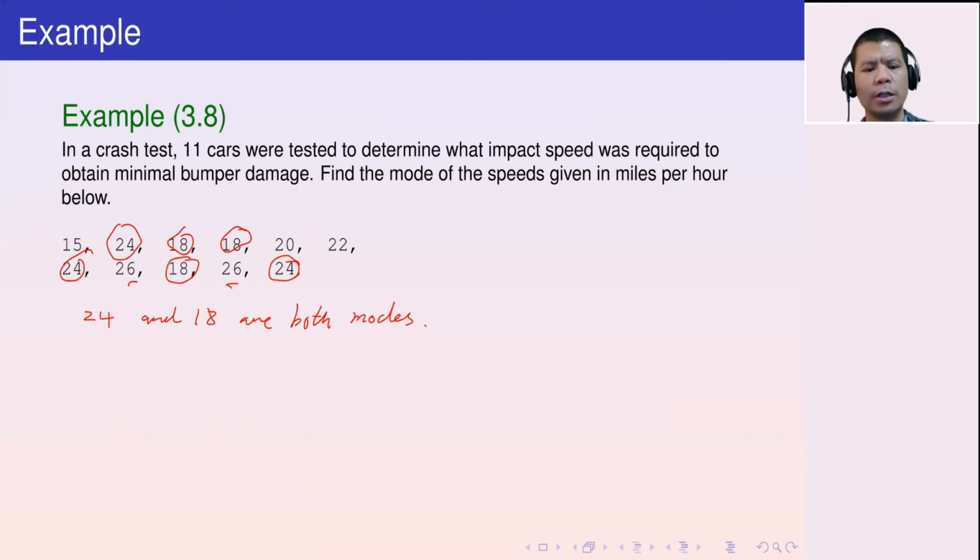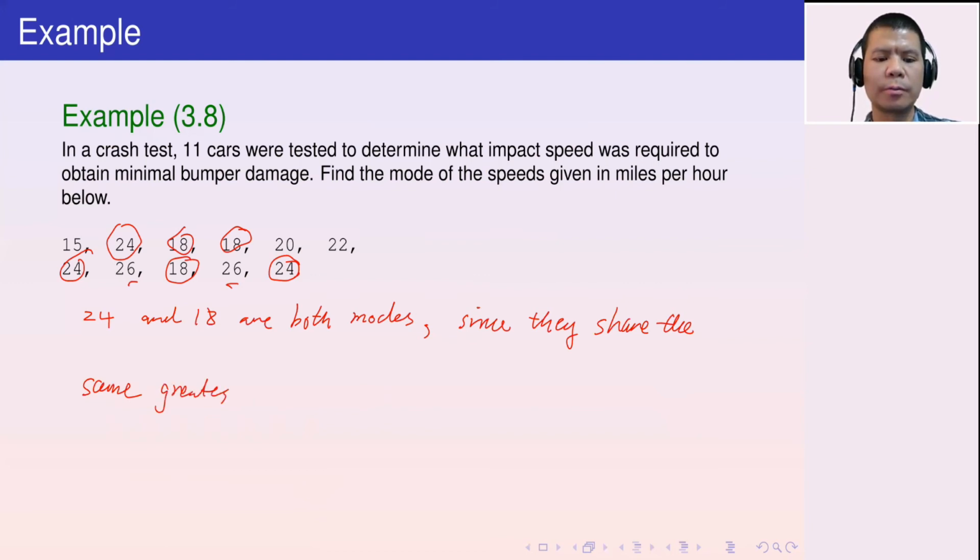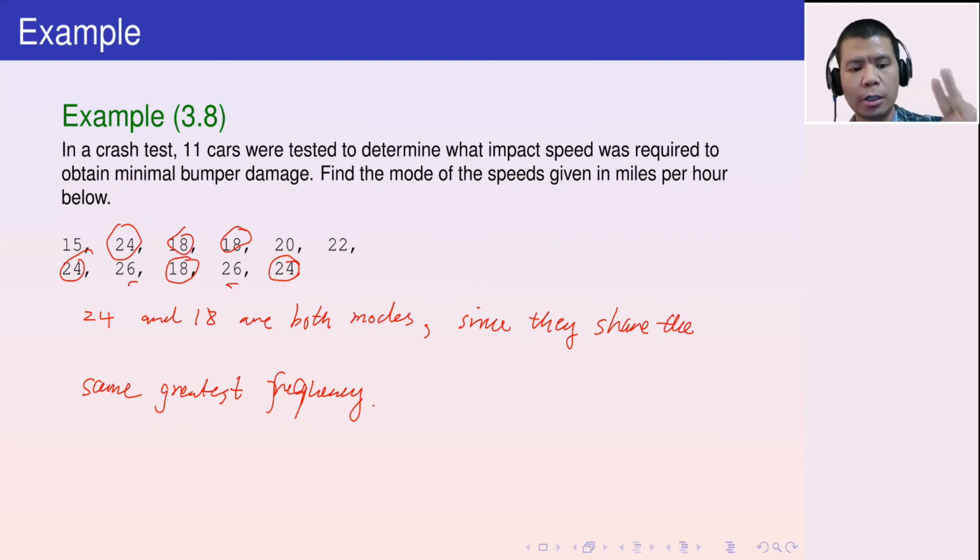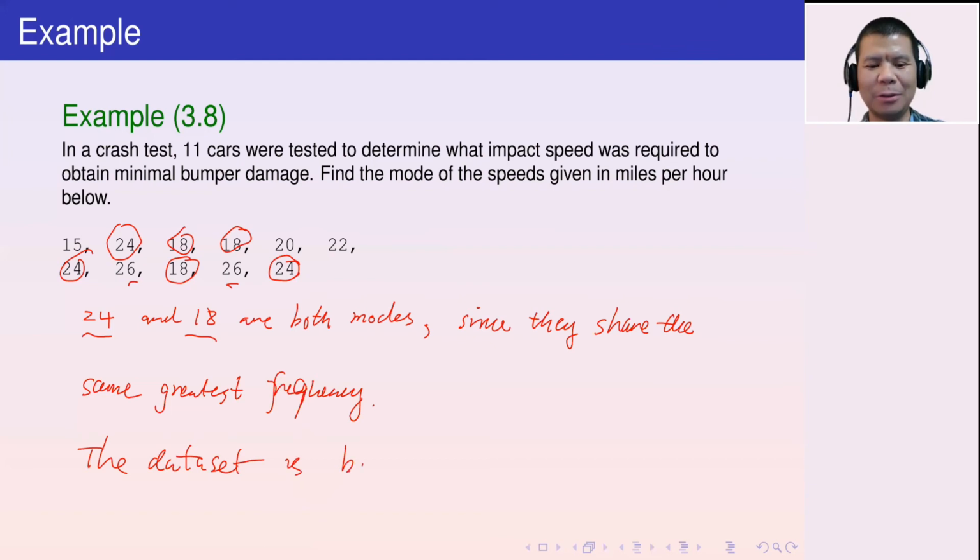Now in this case, these two numbers, 24 and 18, share the same greatest frequency. Since they share the greatest frequency, and there are no others, they occur exactly the same number of times, and it's the greatest frequency. So 24 and 18 are both modes. And in such cases, what do we say about the data set? Okay, the data set is what? Okay, very good. It is bimodal, right? If you have two modes, we say it is bimodal.